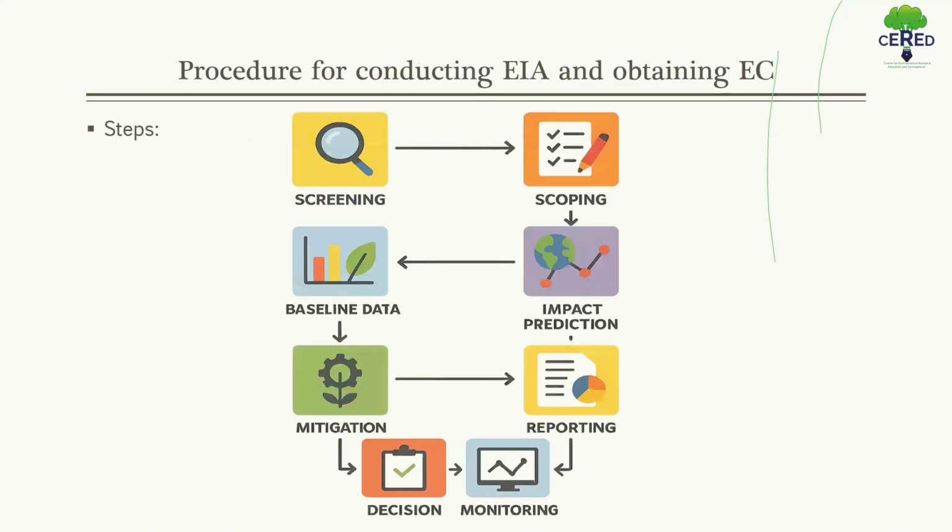Now let's look at the EIA process. It has 8 key steps, which are screening, scoping, impact prediction, baseline data, mitigation, and reporting. Mitigation takes decisions, and after reporting it will be monitored.